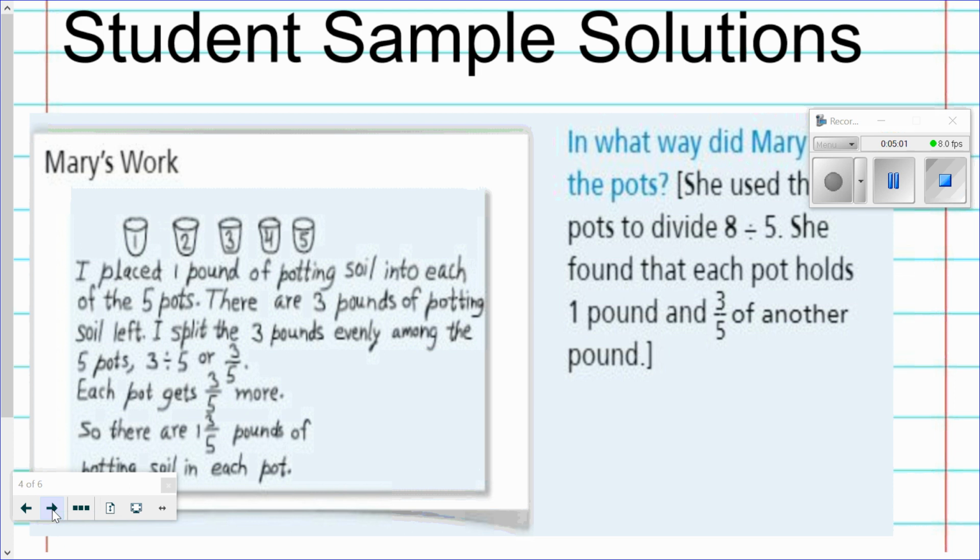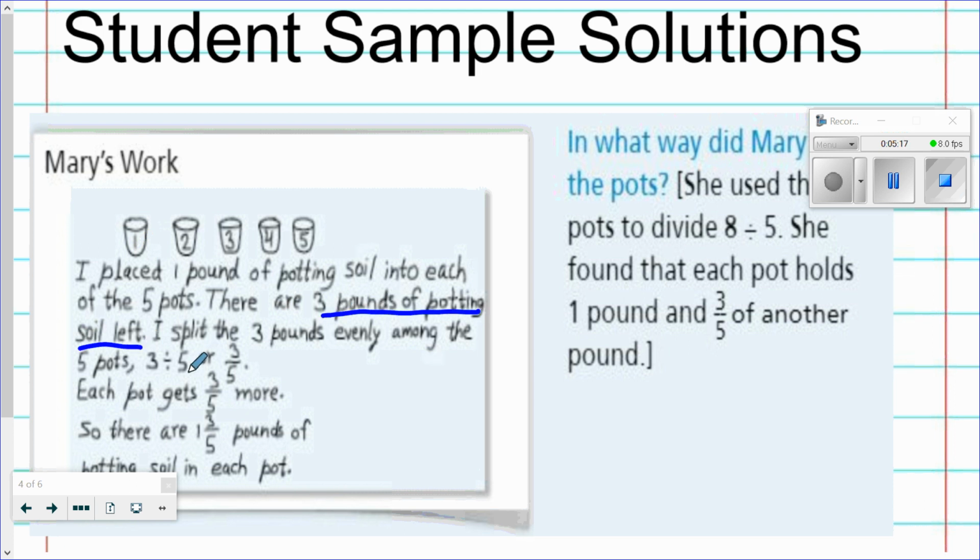So Mary, she has her pots up here. She's listed them 1 through 5, and she thought about, if she just took the 8 pounds and she put 1 pound of potting soil in each one, that would be 5 pounds of potting soil. That would leave her with 3 pounds of potting soil left.